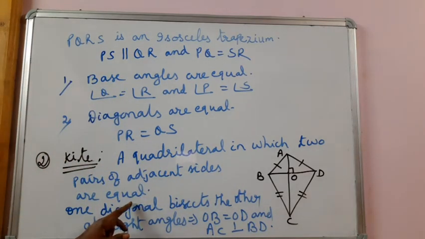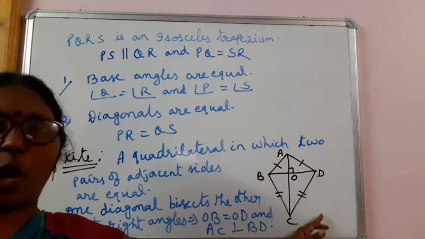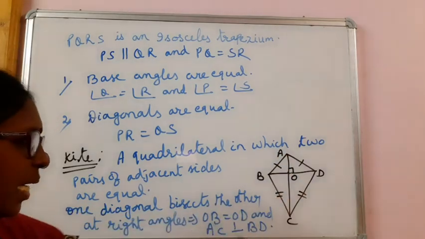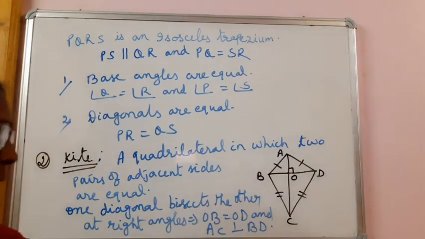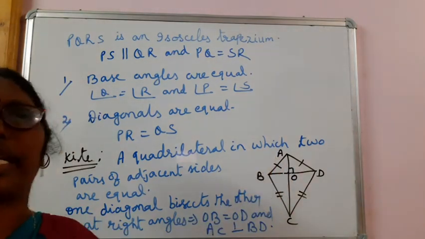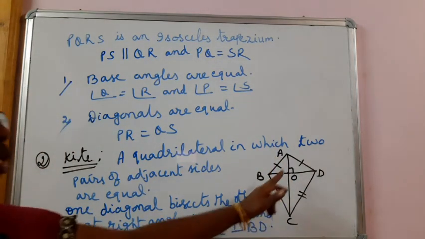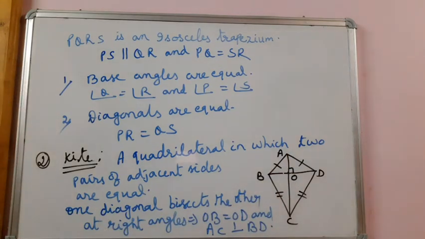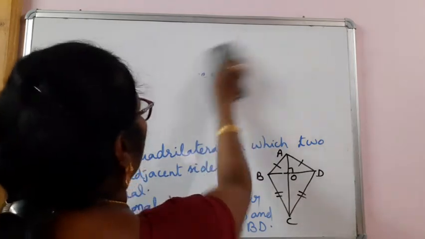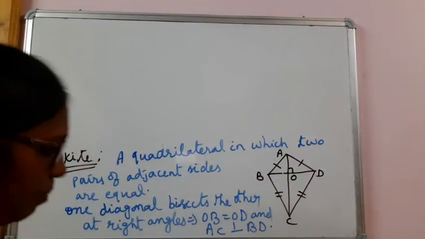I hope this is clear to you. If both the pairs of adjacent sides are equal, it is a kite and AC bisects BD. So OB is equal to OD and AC bisects BD at right angles. So AC is perpendicular to BD. Okay. Now let us have the third kind of special type of quadrilateral, that is parallelogram.